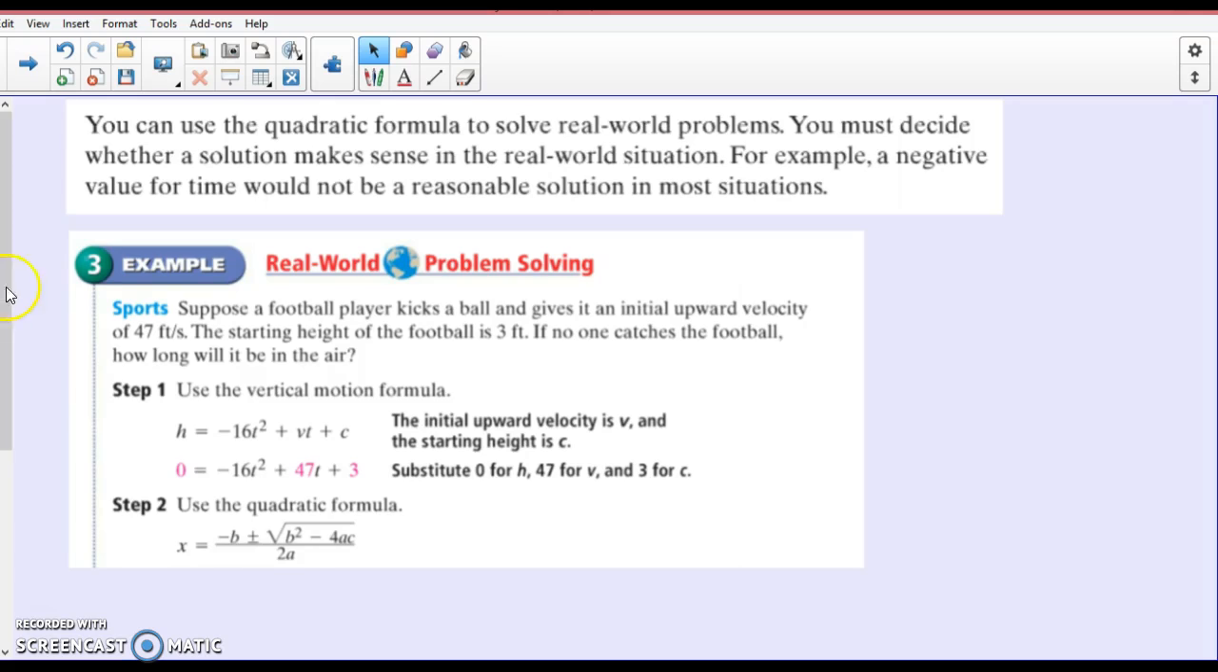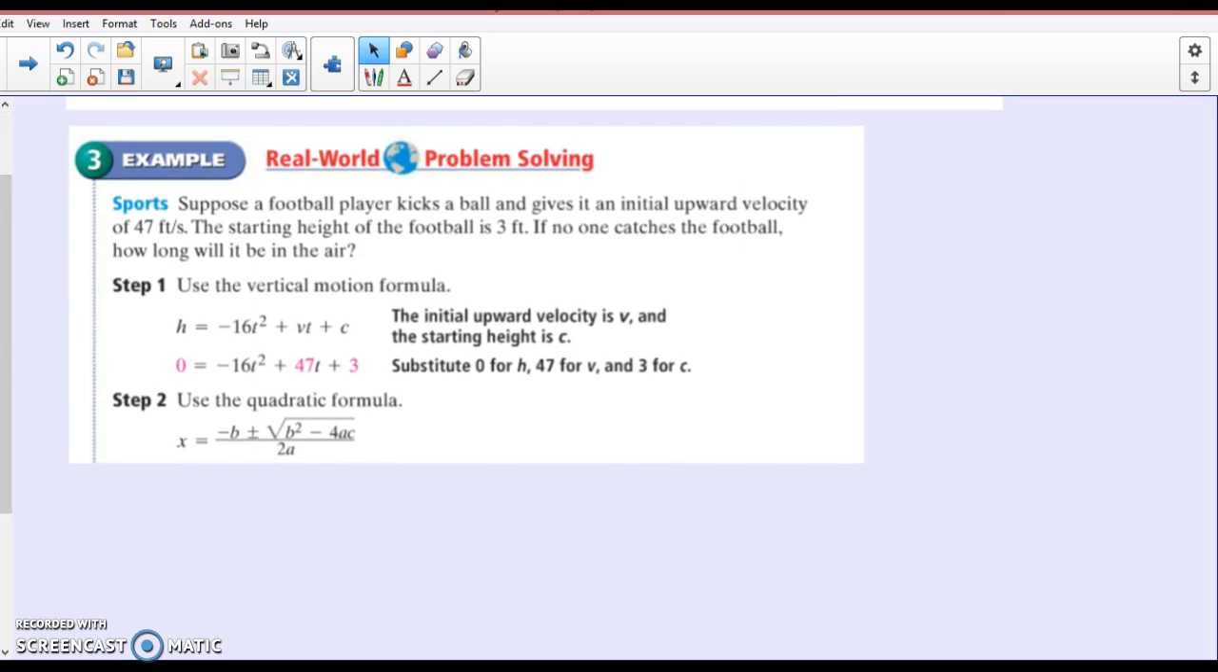Let's read this problem. It says, suppose a football player kicks a ball and gives it an initial upward velocity of 47 feet per second. The starting height of the football is 3 feet. If no one catches the football, how long will it be in the air? Now, let's look at that.